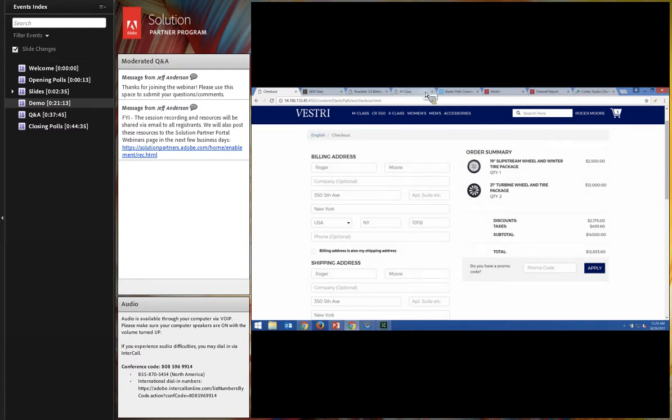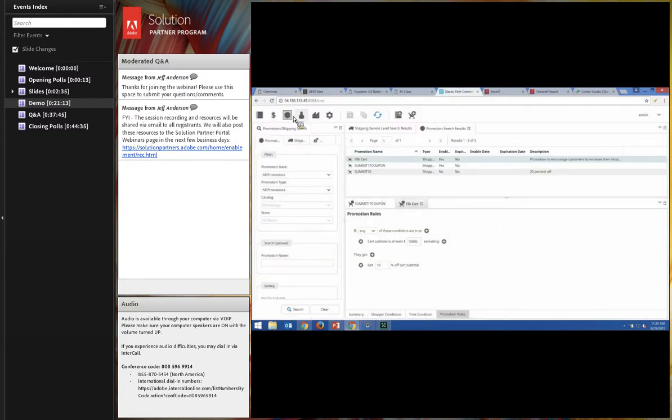Now, in some cases, you may wonder, how do I know which segment is going to give me a better conversion for my cart, or which promotion or which price point is going to give me a better result? One of the things that you can do with Target is assign different segments to different price lists within ElasticPath.